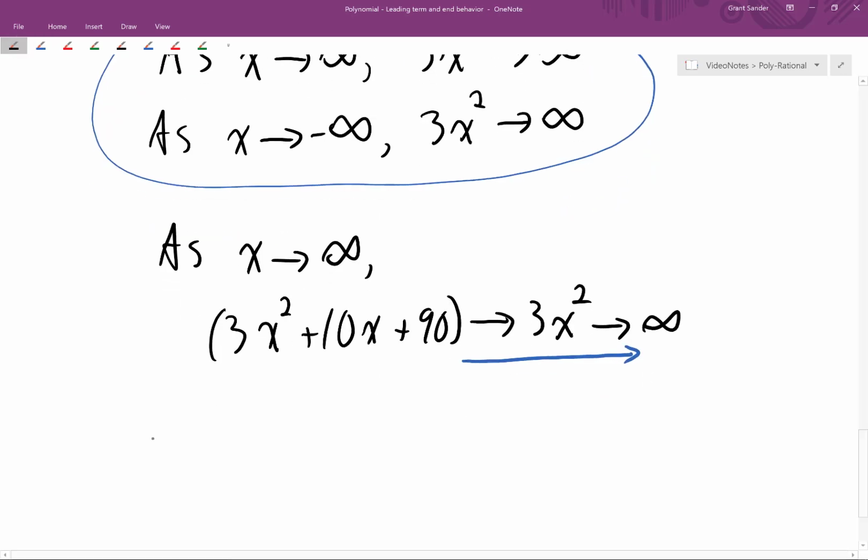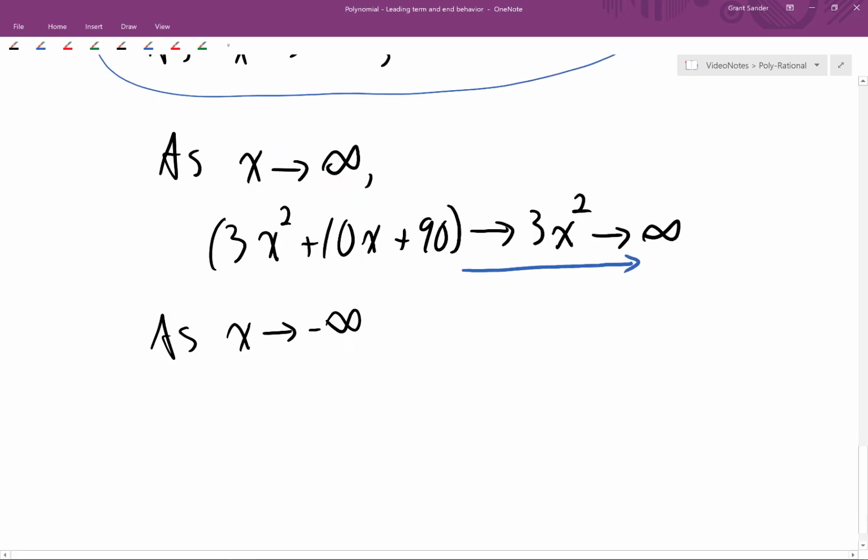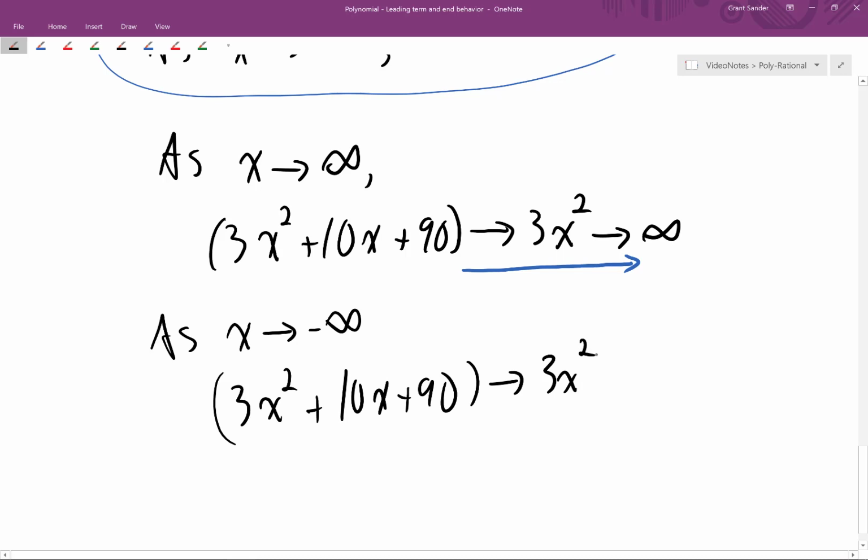Similarly, we could say that as x decreases without bound, this 3x squared plus 10x plus 90 is going to approach 3x squared, and 3x squared is again going to increase without bound. So we could say that 3x squared plus 10x plus 90 increases without bound.